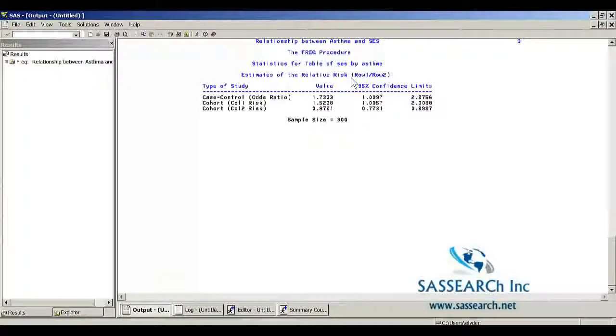Then since we requested the option relrisk, we're also provided with a table that shows estimates of relative risk, and we have 3 different estimates that are provided for us. First of all, we're given the odds ratio. In case control studies, the relative risk is not appropriate. We are going to want to compute the odds ratio as a measure of the association between exposure and disease, or the event of interest.